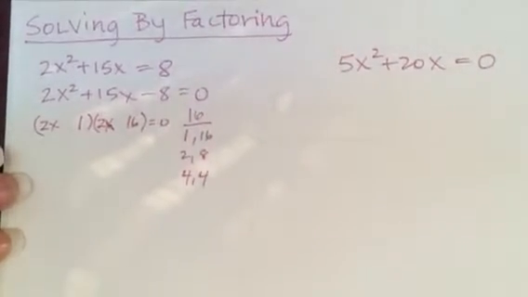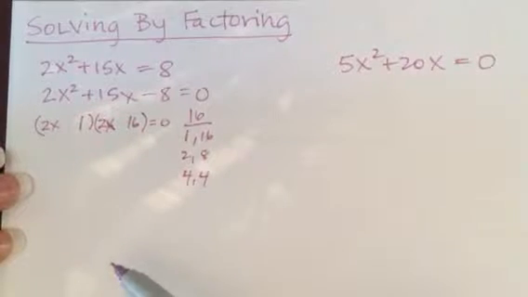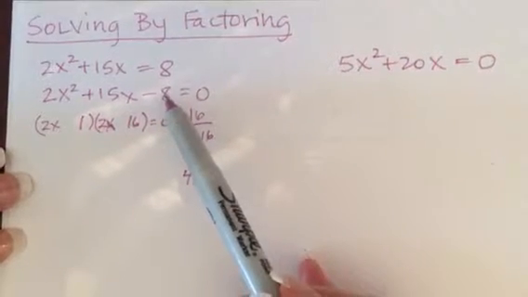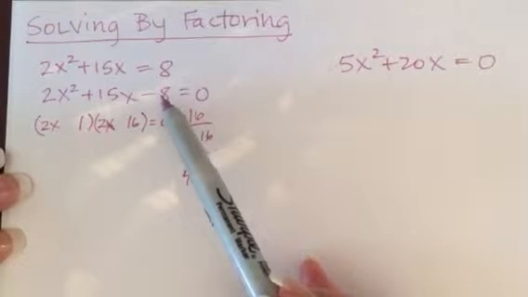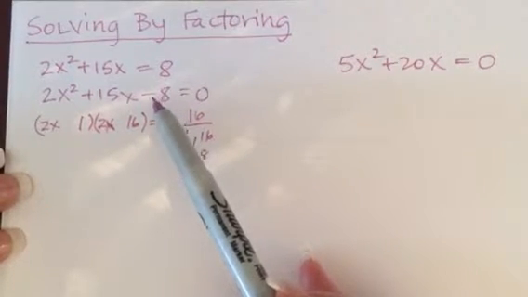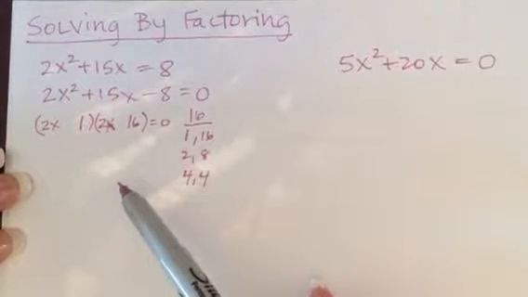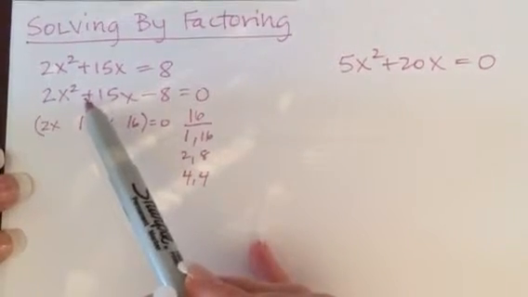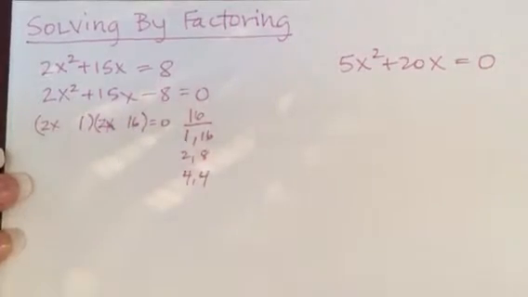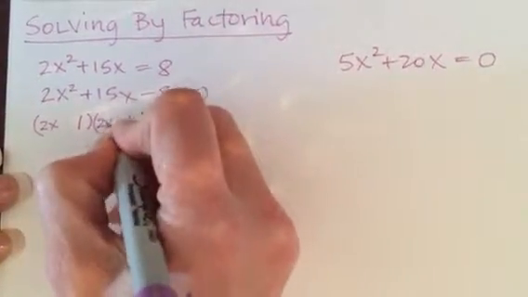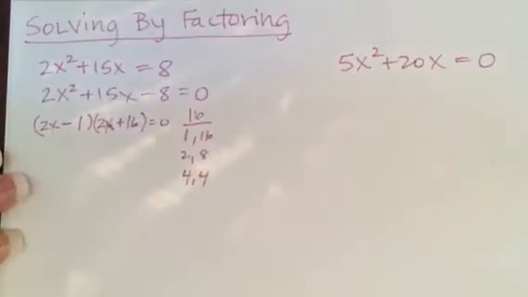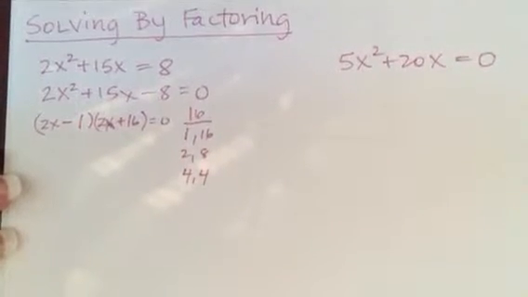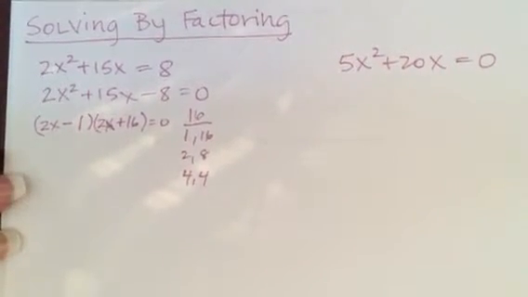And then we need to just determine which signs we're going to use. Since we have a negative constant here, the only way to get something negative would be to have one of each sign. So we need a positive and a negative, and the larger of the two values in the back will take whatever sign that second term has. So we're going to have a positive on the 16 and a negative on the 1. Okay, and so we are very close to being done factoring.